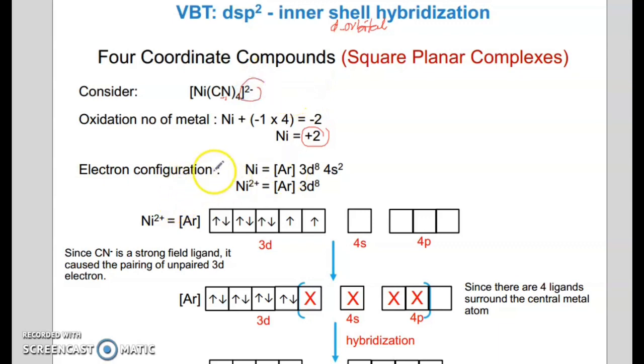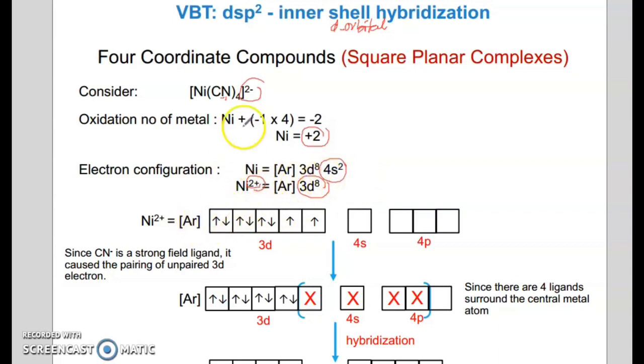Electron configuration: nickel here is 28, and with positive 2, that means 26. So we have 3d8 because we remove the 4s2 electrons.